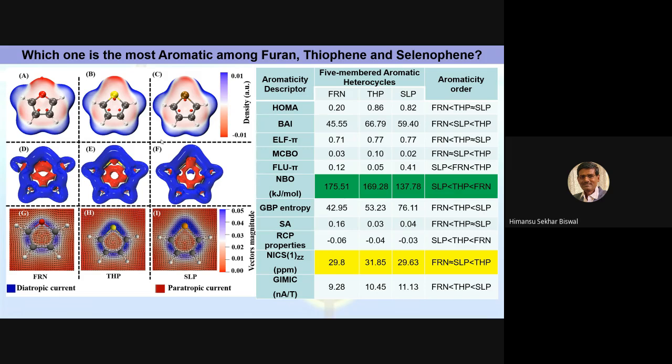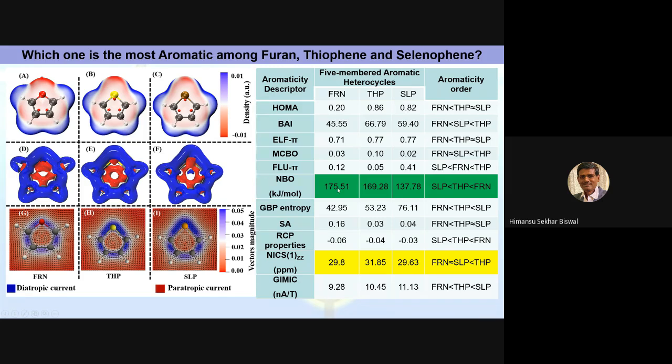If you look at the selenophene, the selenium is the least electronegative, but the lone pair of electrons is in the 4p orbital. So it is very unlikely to have delocalization. That's why our chemistry concept. There are many quantum mechanical descriptors to describe whether the molecule is aromatic or not.